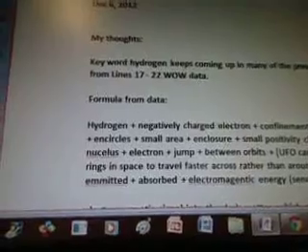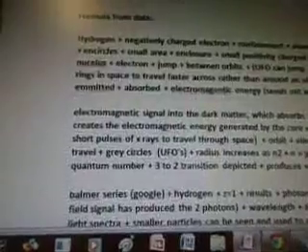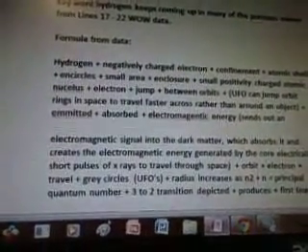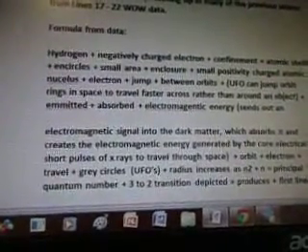December 6, 2012, my thoughts. The keyword hydrogen keeps coming up in many of the previous videos from lines 17 to 22, WOW data. We also cover hydrogen storage and hydrogen formulas on how to use it as a power source for this UFO spaceship idea. Formula from the data: hydrogen, negatively charged electron, confinement, atomic shell, encircles, small area, enclosure, small positively charged atomic nucleus, electron jump between orbits. A UFO can jump orbit rings in space to travel faster across rather than around an object, a planet, a star, whatever. Emitted, absorbed electromagnetic.